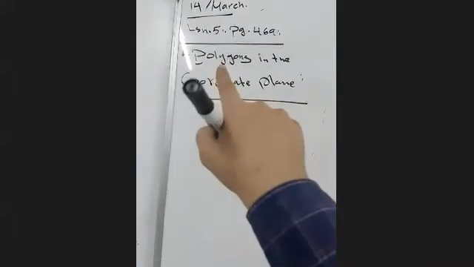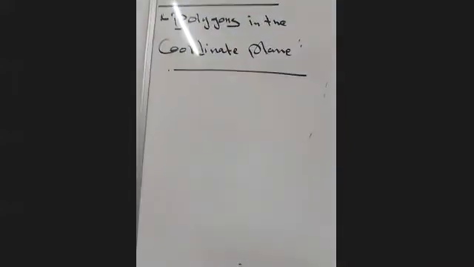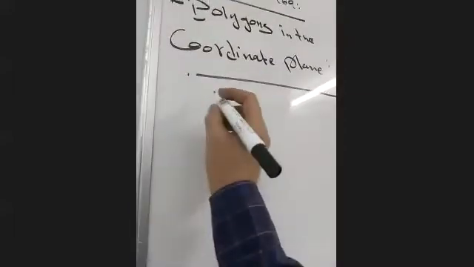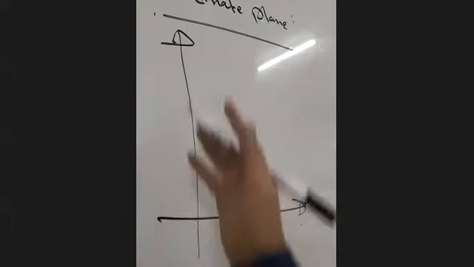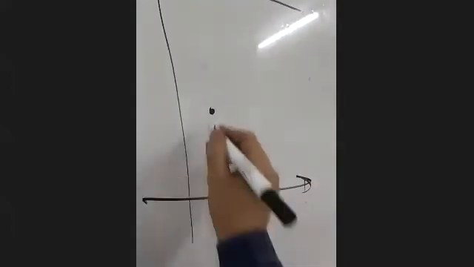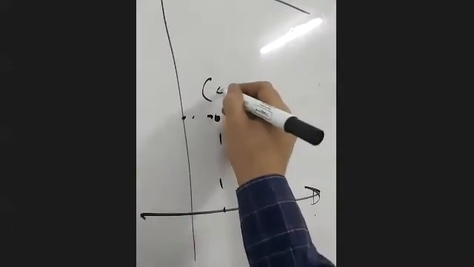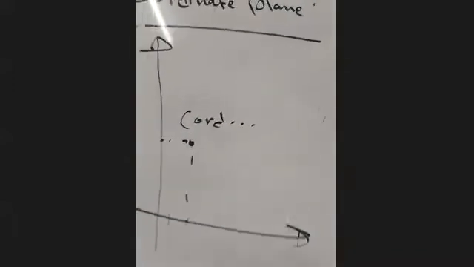Now today, we will take polygons, but where? In the coordinate plane. What is the coordinate plane? It is the XY axis, if you remember. X-axis, Y-axis, points X and Y, like this, ordered pairs, remember? This is what we call the coordinate plane.